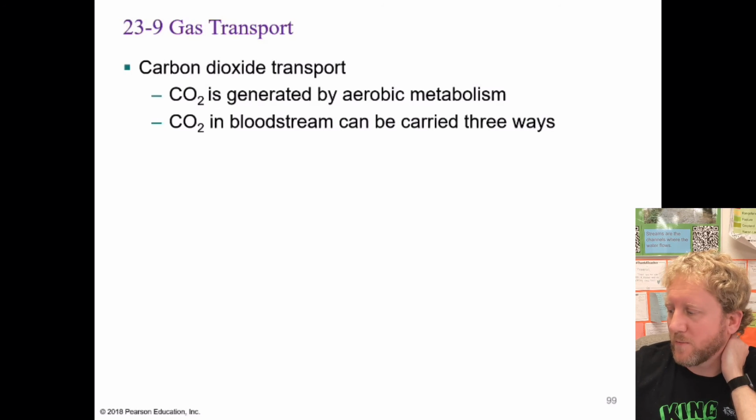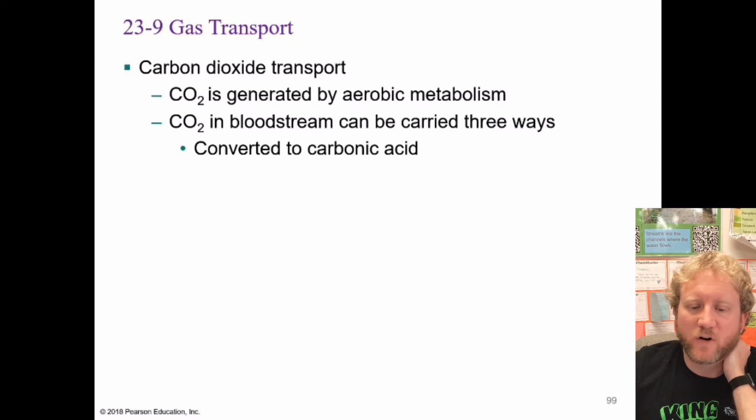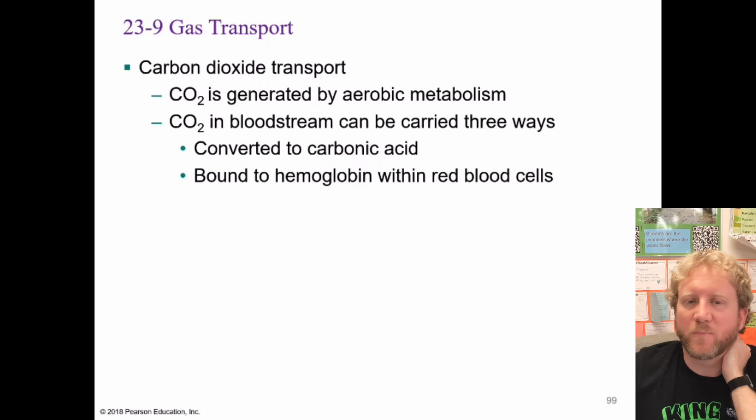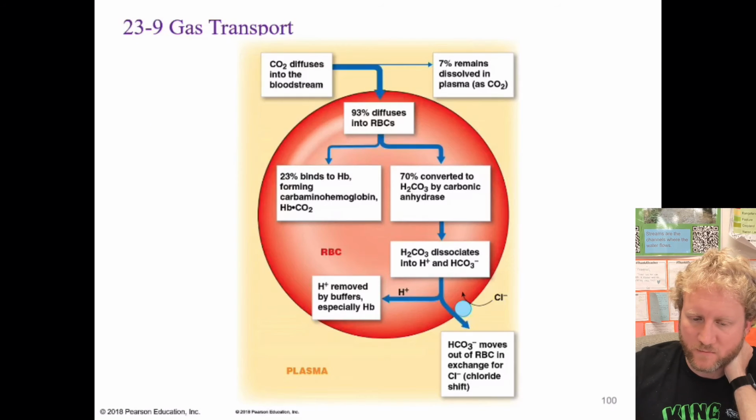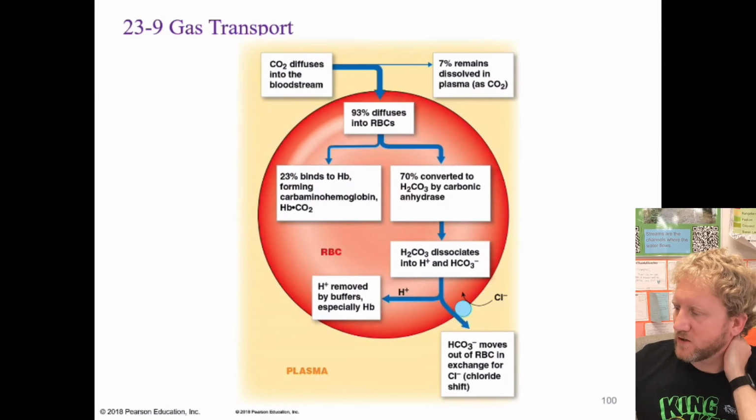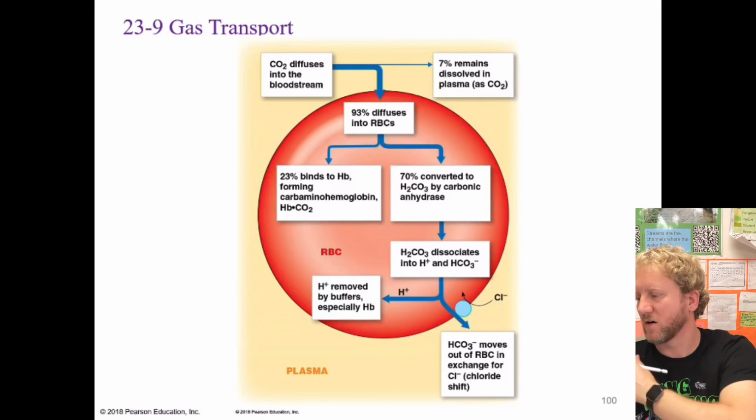So carbon dioxide is carried in the bloodstream in three ways. It's converted to carbonic acid and dissolved directly into the blood plasma. It's bound by hemoglobin in the red blood cells. Okay, and I mentioned the plasma one. So here's kind of what it looks like as far as percentages and stuff are concerned.